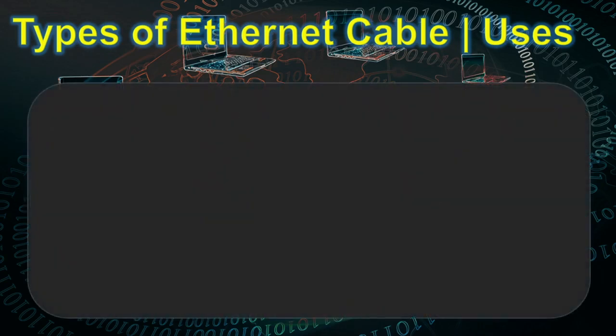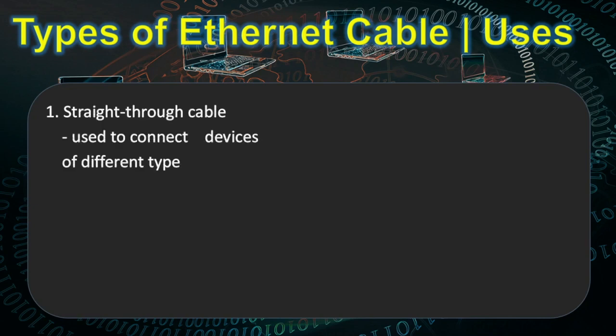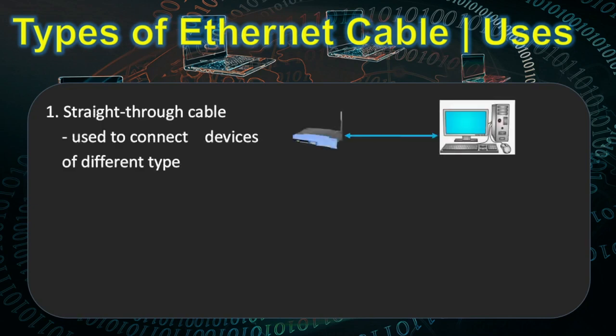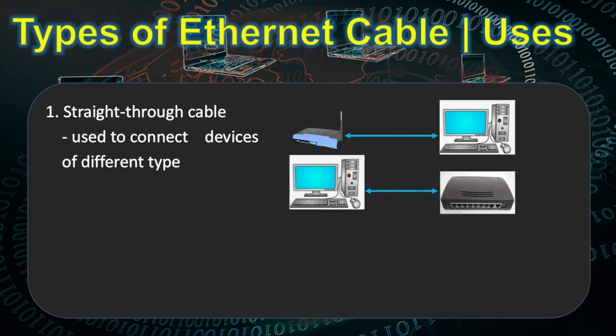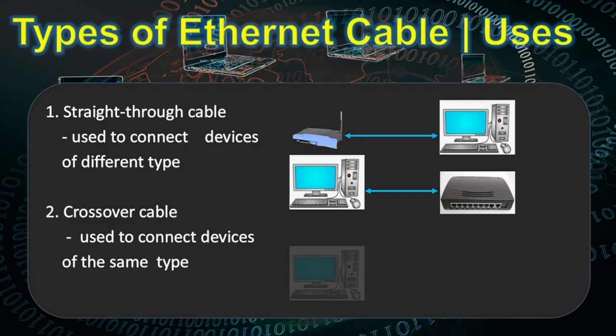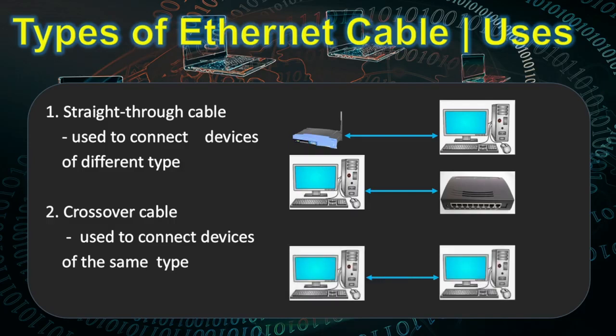Next is their uses. A straight-through cable is used to connect two different layer devices. Examples would be connecting a computer directly to a hub, connecting a computer directly to a switch, connecting a router to a hub, and connecting a router to a switch. Then, when you connect two devices of the same type together, you use a crossover cable. Examples would be connecting a computer directly to another computer, connecting a switch directly to another switch, or connecting a router to a router.